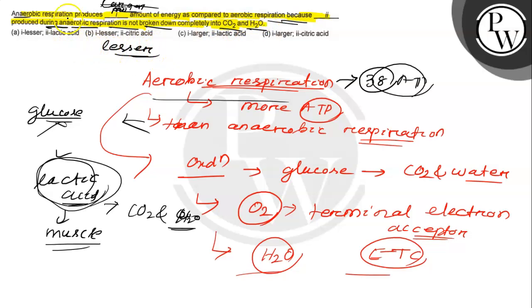So what is the correct answer here? First one is lesser and lactic acid, then lesser and citric acid, then higher and lactic acid, then higher. So this one is higher, that is larger. So C and D are wrong here, and the one that contains citric acid is also wrong. So the correct answer is option A, lesser and lactic acid.